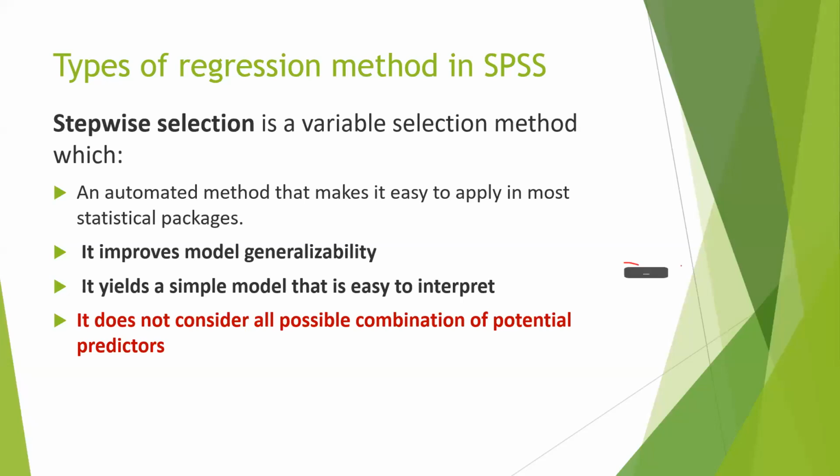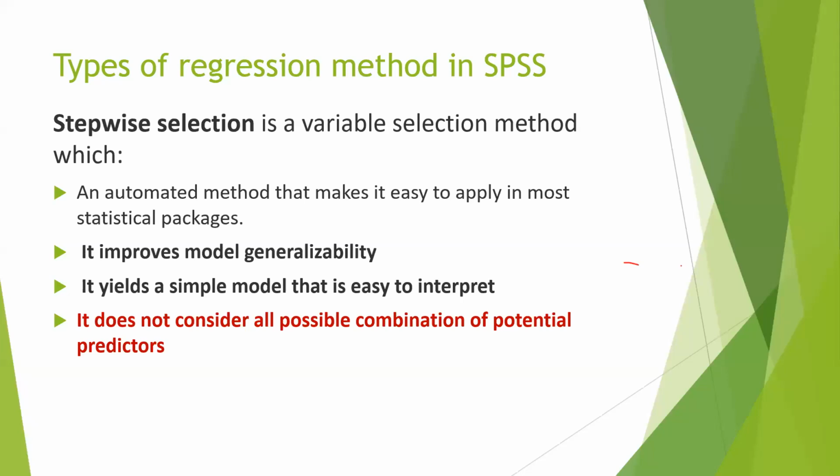Any software you are using will ask what method you are applying to find out this regression. Inside regression there are some methods to select variables: a stepwise method, a backward selection, and a forward selection. These are the methods, so let's understand one by one.